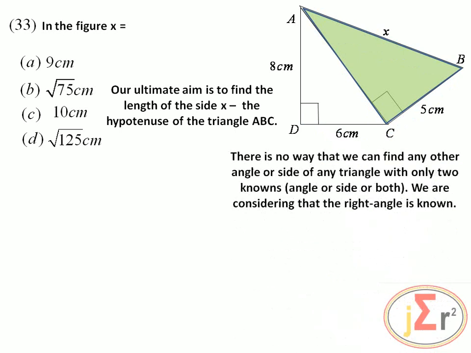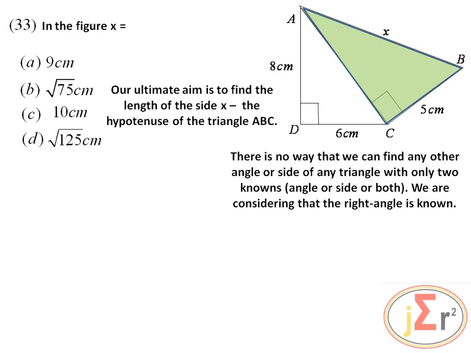There is no way that we can find any other angle or side of any triangle with only two knowns. And when we say two knowns, we mean an angle or a side or both. And in this particular case, we are assuming that the right angle is a known angle. Of course, it is known. Its size is 90 degrees. So here we have x, and we have 5 centimeters, and we have 90 degrees right here.